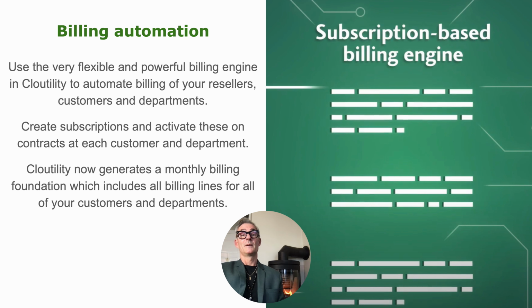Cloutility has a built-in billing automation system. It will enable you to automate monthly recurring billing. The same tool can be used to show the cost of your services for each of your internal customers and departments. This is how it works.